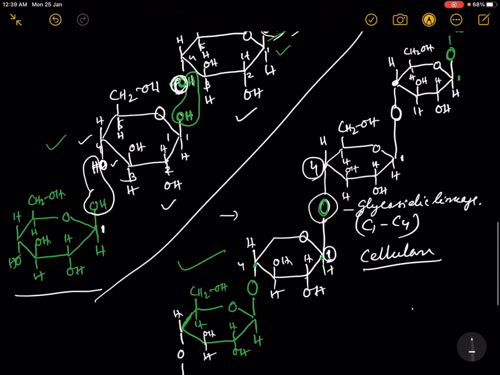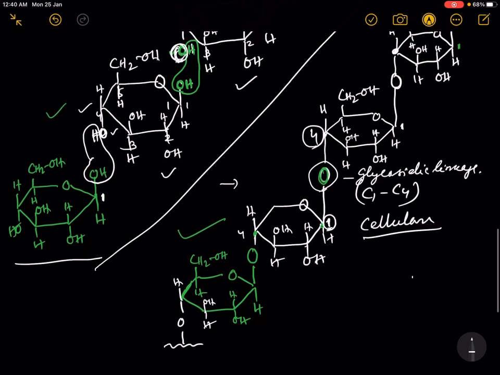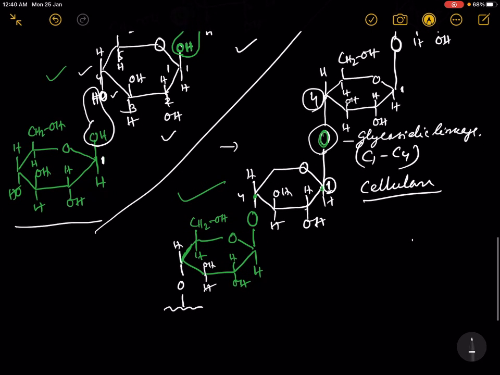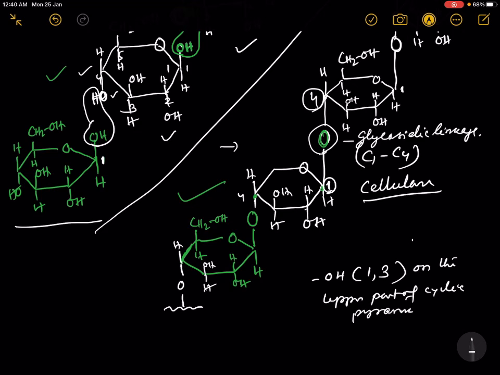And one thing you remember, in beta D glucose, OH at 1 and 3 positions are written on the upper part of the cyclic pyranose structure. OH at 1, 3 are written on the upper part of the cyclic structure. This you have to remember, and other OH groups are written on the bottom positions.